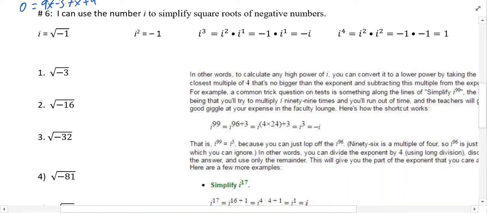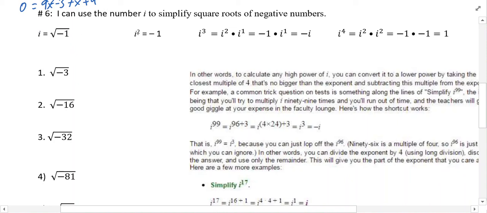All right, so let's take a look at this, number 6. I can use the number i to simplify square roots of negative numbers. Okay, so i is the imaginary number, and i stands for the square root of negative 1. And so here at the top are the rules that you kind of want to memorize. Because i is the square root of negative 1.